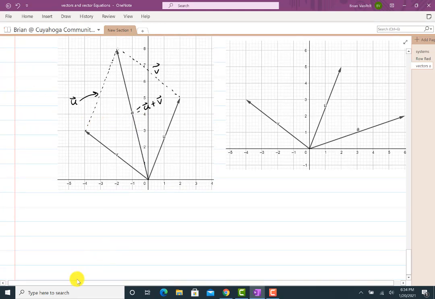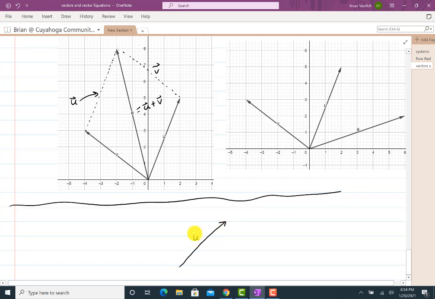Let me come back and draw that picture sort of like this. Suppose I have a vector. Let's call this u. And this one v. Then if I copy v, and then I copy u here, this guy right here, from this point here to this point, this is u plus v. They call this the Parallelogram Rule.